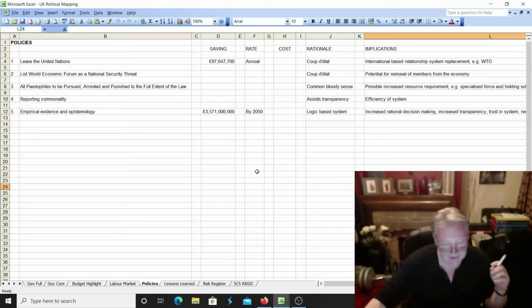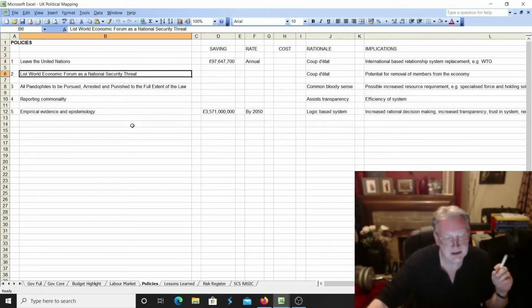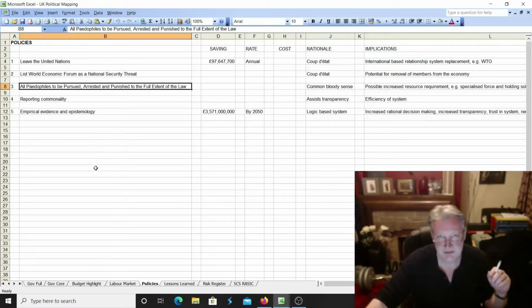So from last week we had the 3 policies that I think that we could agree on. I've not heard anybody say no so far. Over the leaving the United Nations, listing the World Economic Forum as a national security threat, and the obvious problem also related to the United Nations, and that around the paedophiles. This should be common sense. But just on the information that we've gathered alone, we can also look towards making 2 new policies.